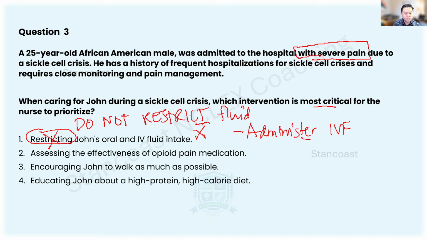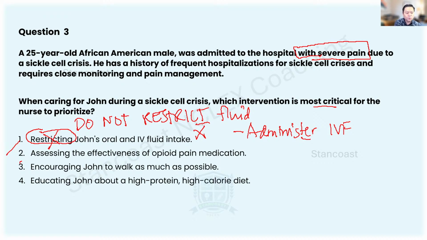What about number 2? Correct. Assessing the effectiveness of the pain medication, especially the opioid medication. That is the correct answer. We need to evaluate if the patient is getting pain control, which will prevent further complications. It will also promote his comfort.